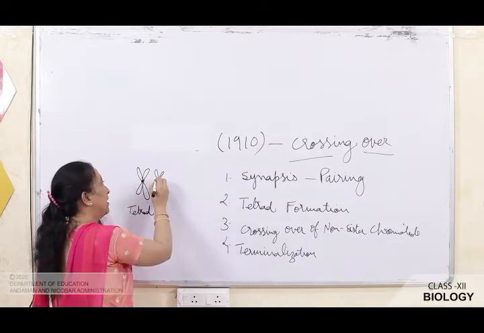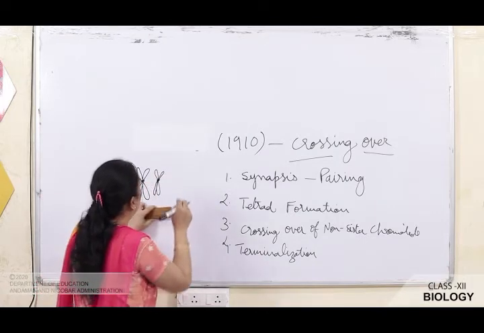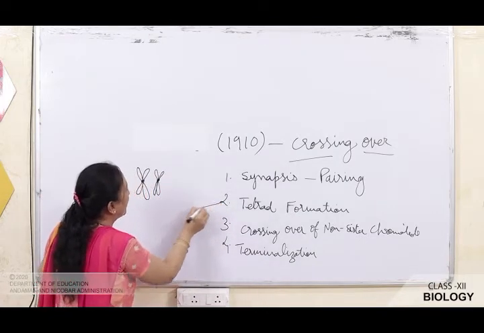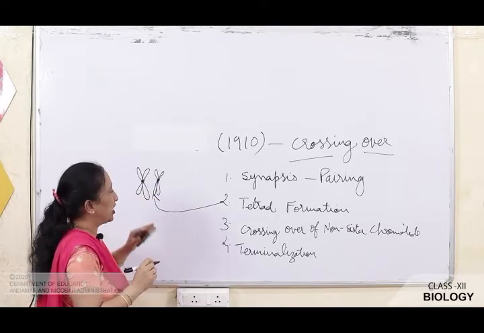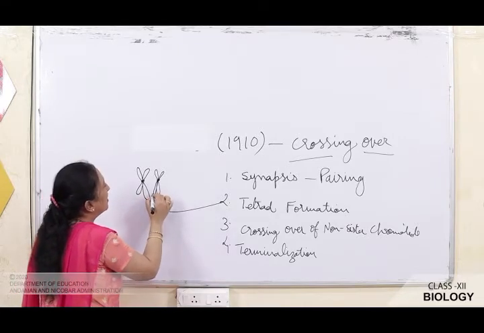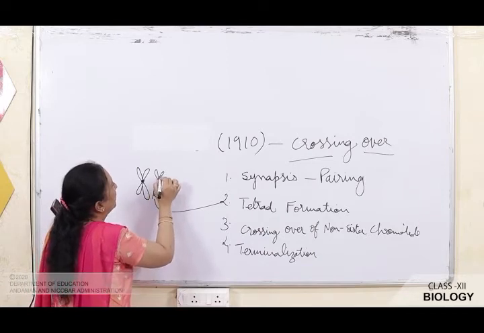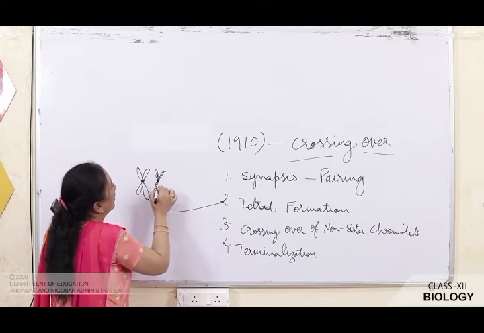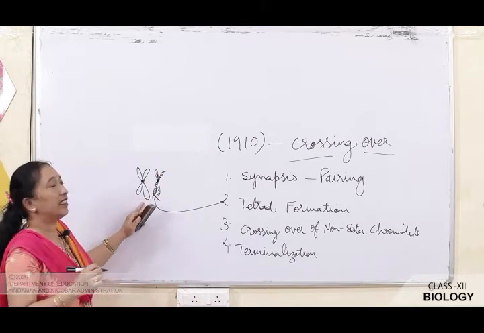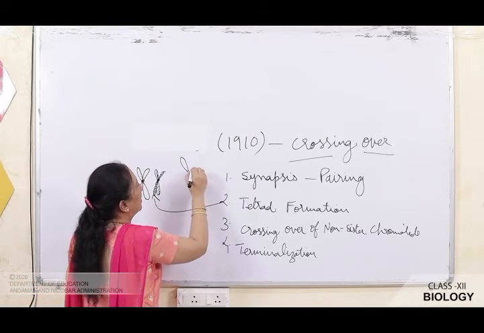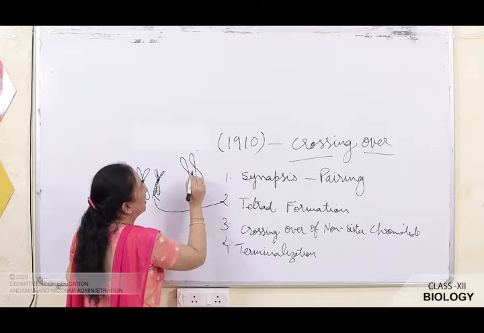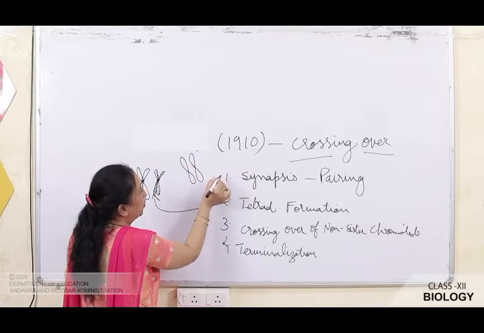In synapsis, pairing will take place. First pairing will take place. These will come and lie side by side. Then again this tetrad will come and lie together. This kind of tetrads will be formed. Now this is one tetrad, and this is another tetrad. Synapsis means basically they will come and lie side by side, these two chromatids.